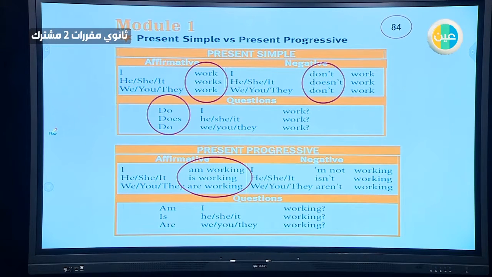So this is just the table for the present simple. The second one is the progressive. And you have the verb to be, am, is, are, and you have the ing. You can see how they change it into negative and how you change it into a question.